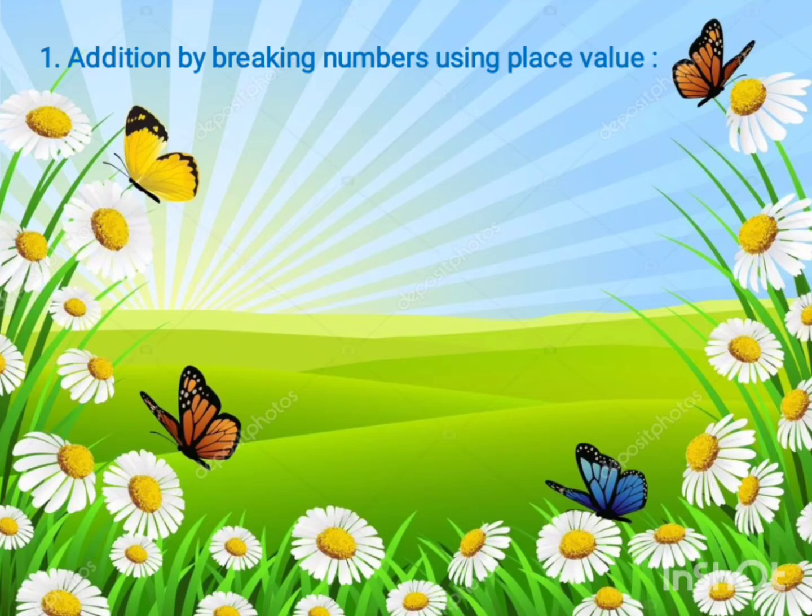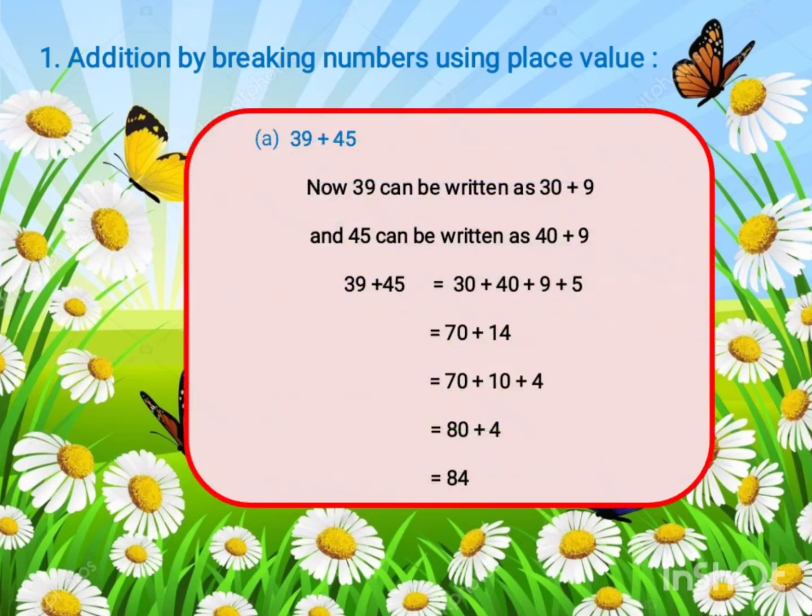The first method is addition by breaking numbers using place value. Let us understand and learn the steps of addition by breaking numbers using place value with the help of the given example. 39 plus 45.